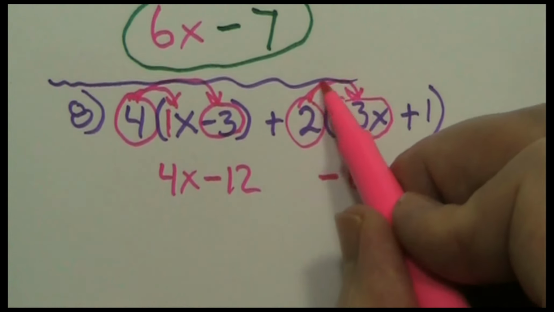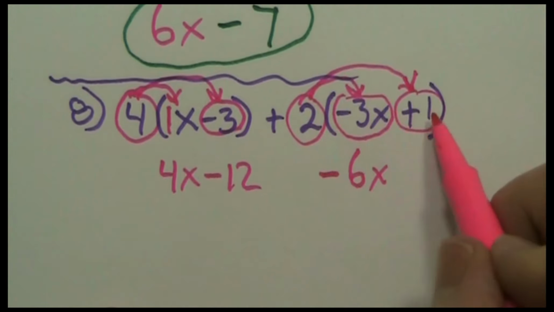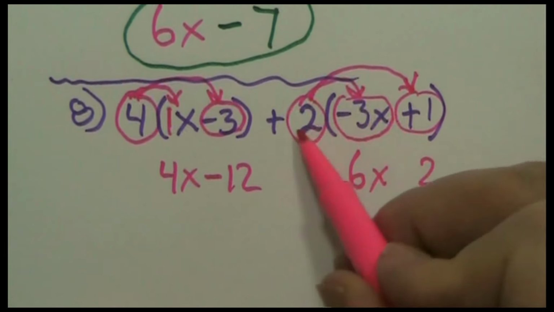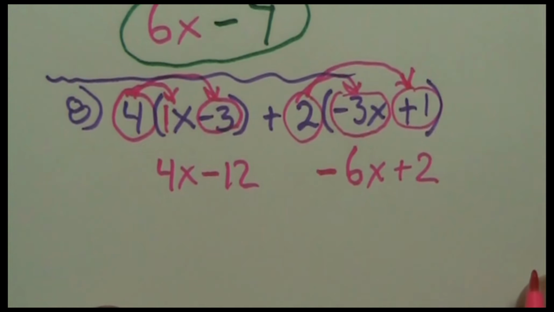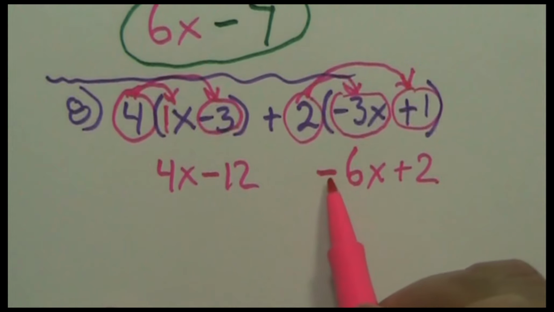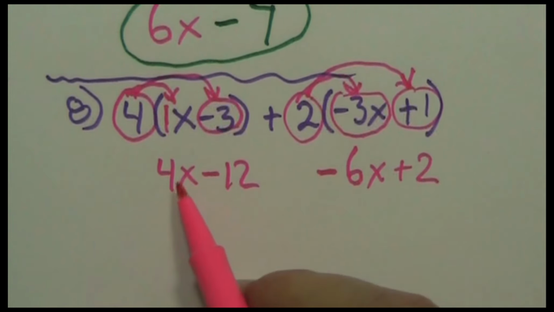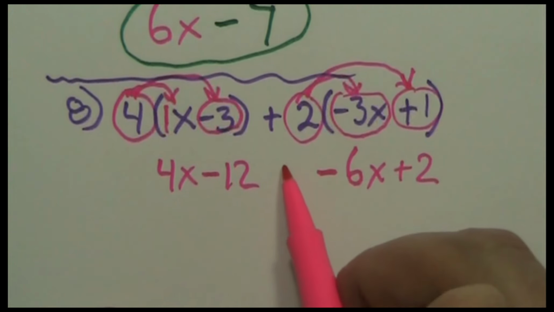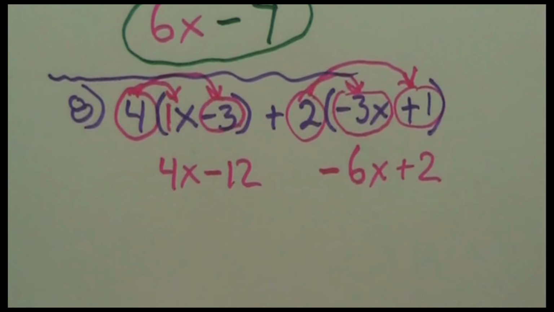Then I have 2 times positive 1, or just 2 times 1. 2 times 1 is 2. And there are no negatives. I'm not multiplying with any negatives. So it's just a positive 2. Can you see that when I put negative in front, it's the same. If I moved it over here, it'd be 4x minus 12 minus 6x. Or I could put a plus there. It doesn't really matter because minus 6x and negative 6x are the same result.